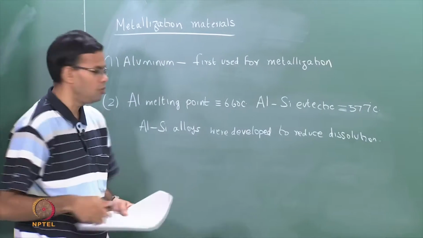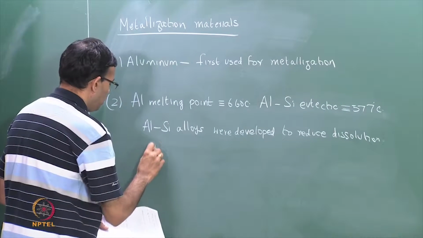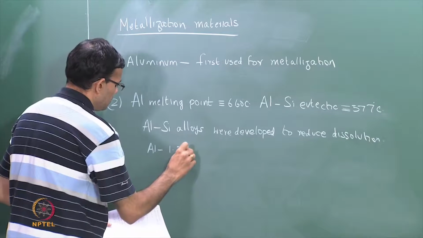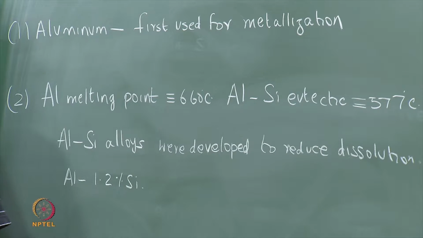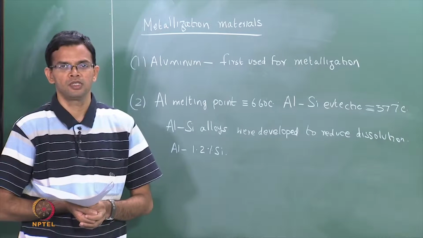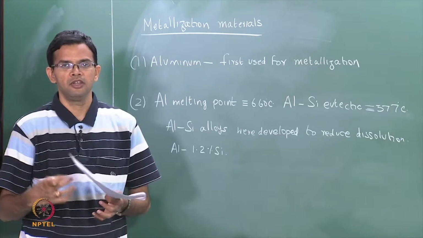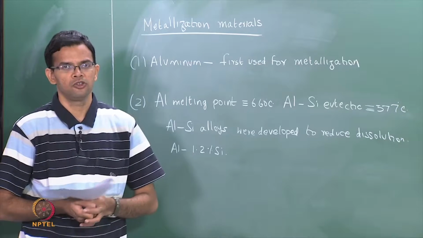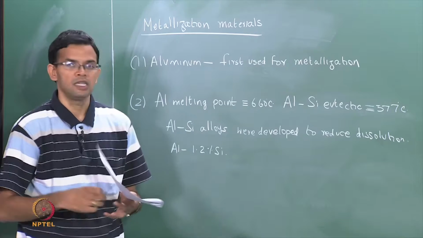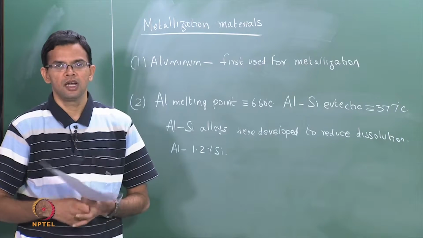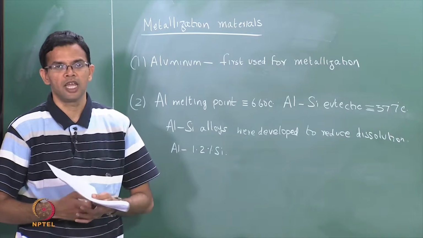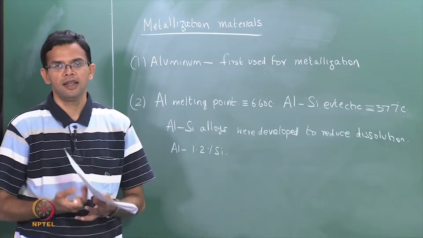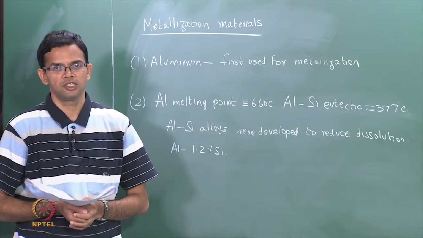So typically aluminum with 1.2% silicon was used. Now as the device dimensions reduced and you had more number of components, the dimensions of the individual metallic layers also reduced. So this means the thickness and also the width and the height of these metal layers also became smaller. So this led to a problem of electromigration.